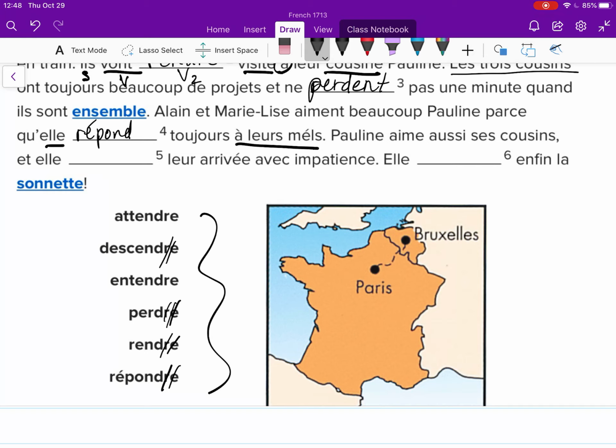Pauline aime aussi ses cousins et elle blank leur arrivée avec impatience. Does she hear their arrival or does she wait for their arrival with impatience? Probably attendre. Take off RE, add ending. In this case, my ending is nothing, so elle attend leur arrivée. Elle blank enfin la sonnette. Sonnette is a doorbell, so she hears the doorbell. So take off RE, entend, add my ending. In this case, because I've done elle, I don't have an ending. So elle entend enfin la sonnette.